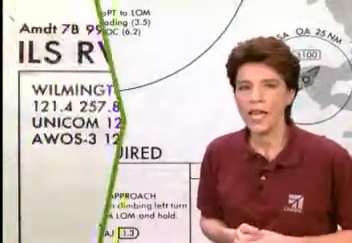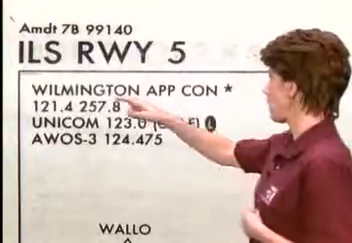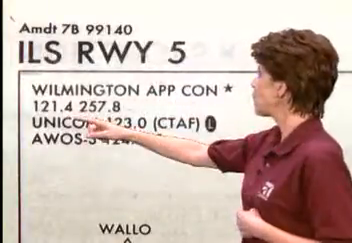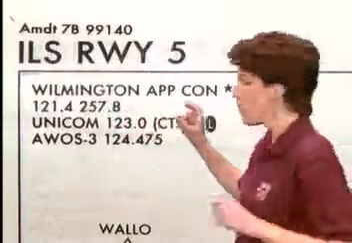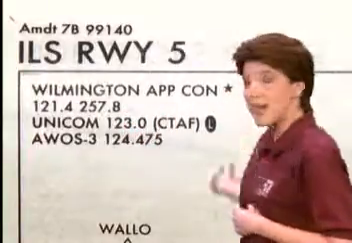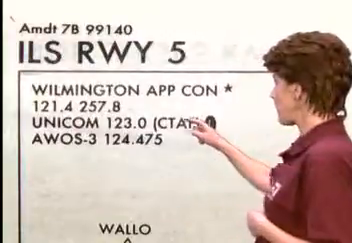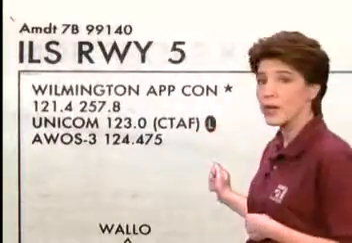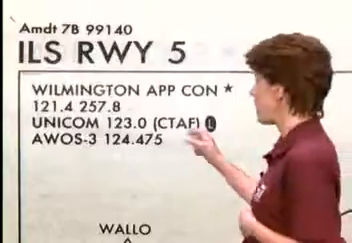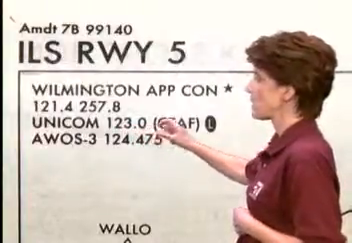Next, check out the communications frequencies. You'll probably be talking to Wilmington Approach Control on 121.4, although the star means that that facility doesn't operate 24 hours a day. And the Common Traffic Advisory frequency you'll use to announce your position at the airport is 123.0. The L in the black circle tells you you'll use that frequency to control the airport lights.